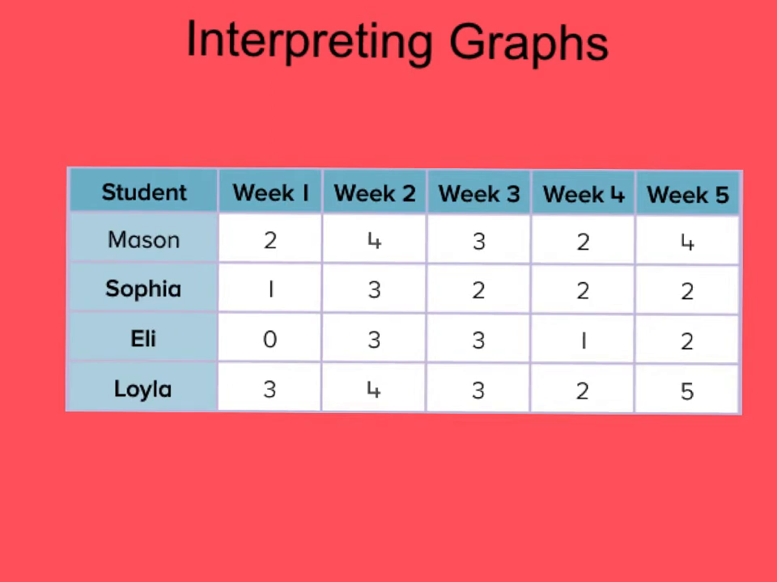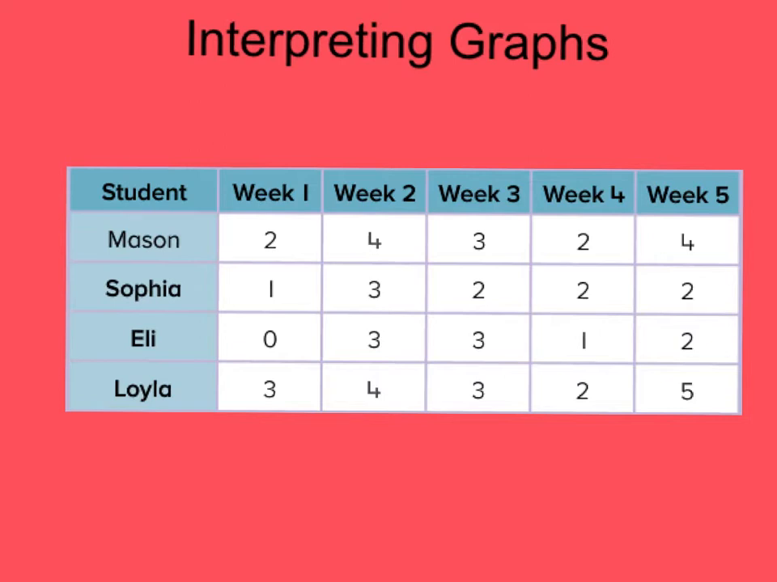Let's have a look at this table here that shows the number of books read by a group of friends during a reading competition. What does the top row of the table show here? It shows how many weeks there were in the competition. And what do the rows below show? Well, they show each student's name and how many books each of them read.